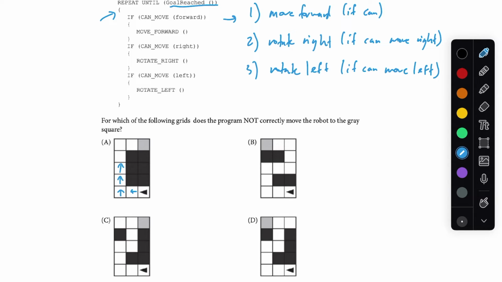We do that same check. Can we move right? Can we move left? No, we cannot. So we move forward. I'm just going to speed it up a little bit because I hope you're starting to get the idea behind this procedure. So then, once again, we can't move right, we can't move left, so we move forward.